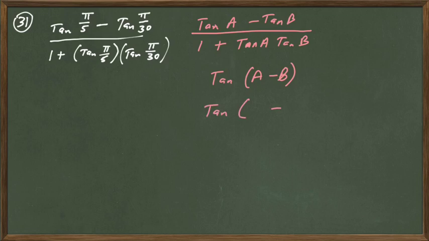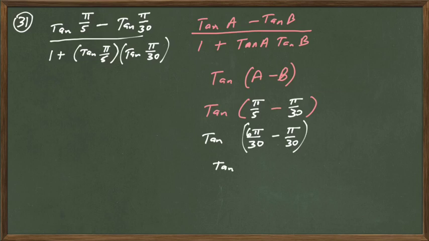So let's fill in. What's A? Pi over 5. What's B? Pi over 30. What is 6/30, which is 1/5, minus 1/30? 5/30, which simplifies to 1/6 pi, or pi over 6. And what is the tangent of pi over 6?